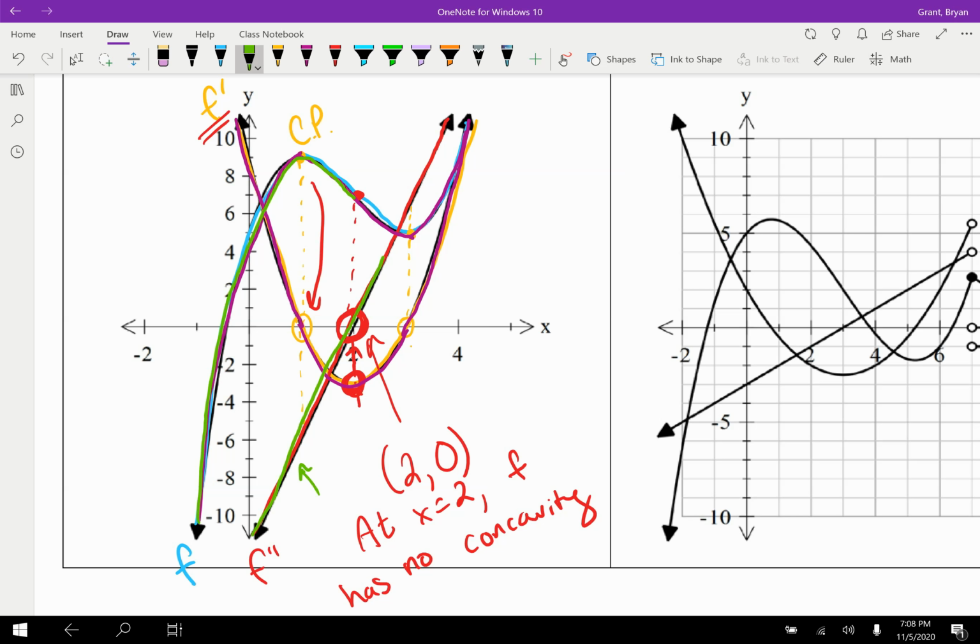When f double prime jumps above the x-axis, that correlates to when the original graph is concave up. Positive y values of f double prime are concave up for our other graph.